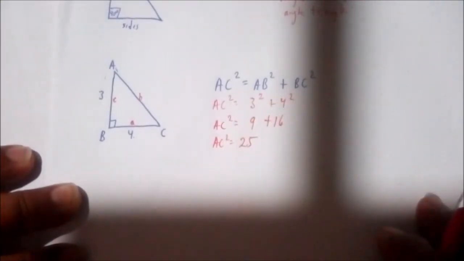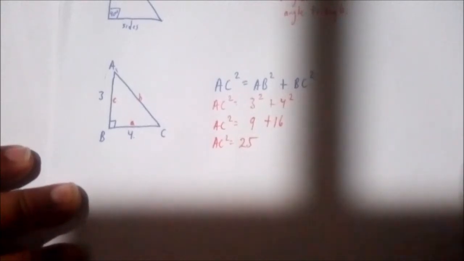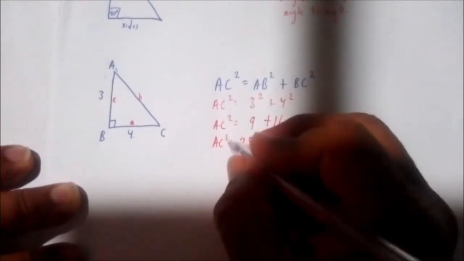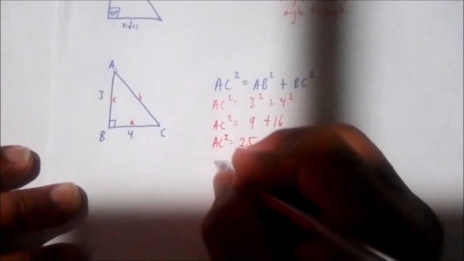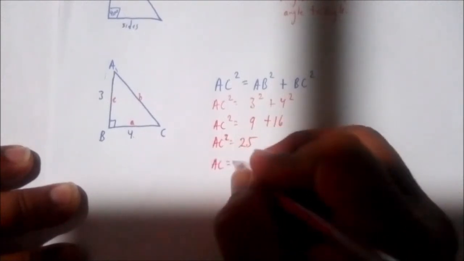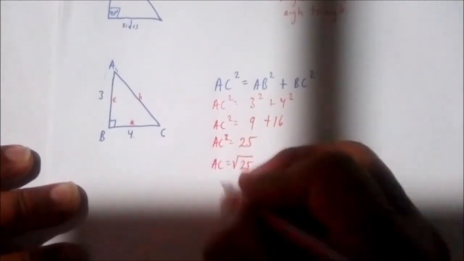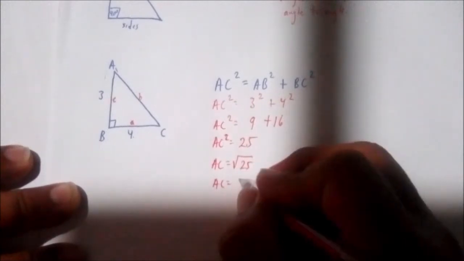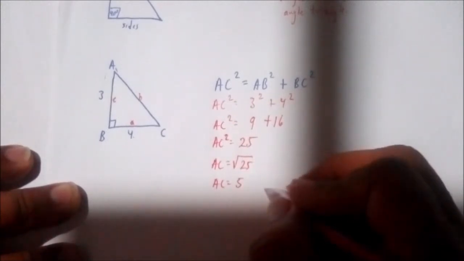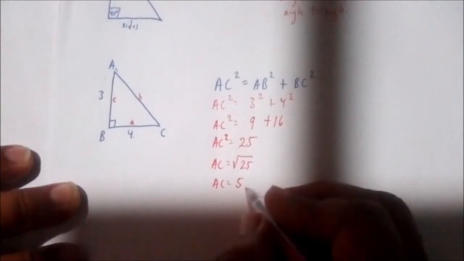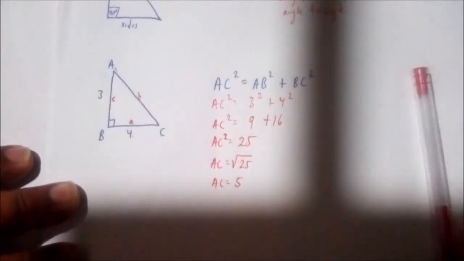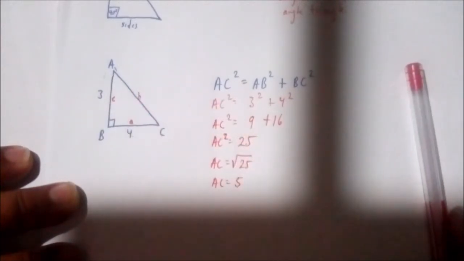But that's not the end of the problem. We need to find the square root of this side so that we get rid of this square sign. So we square root both sides, and that gives us the square root of 25, which equals 5 units. Okay, and we have found the length here to be 5 units for that particular triangle.